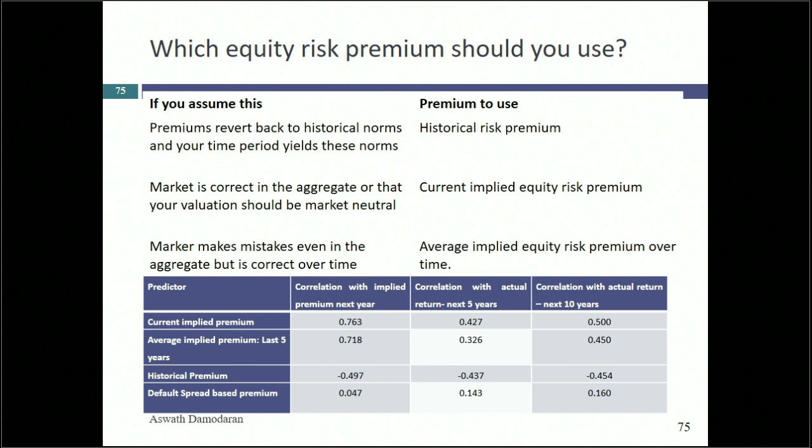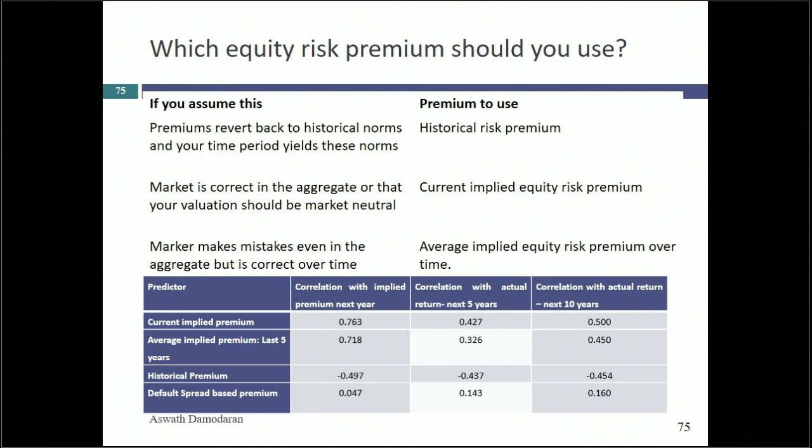The other 3 are all reasonable contenders. In fact, even the default spread multiplied by 2 does better than a historical premium. Think of how easy that is. And whenever I'm tempted to look at an existing implied premium and say, maybe I should be averaging things out, if you compare the implied to the average, it turns out that the current implied premium is a better predictor on every level than an average premium.